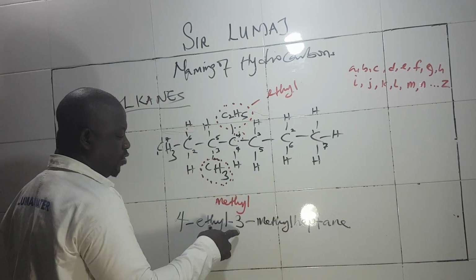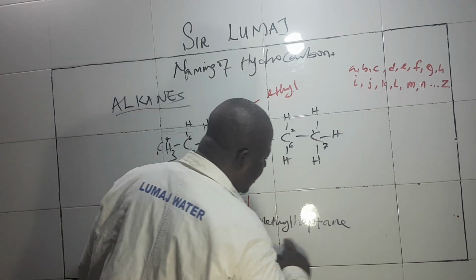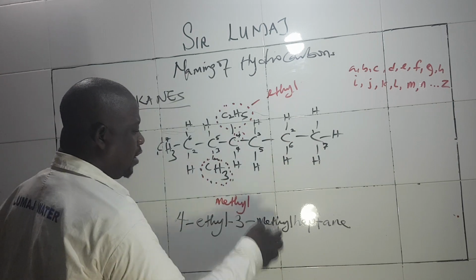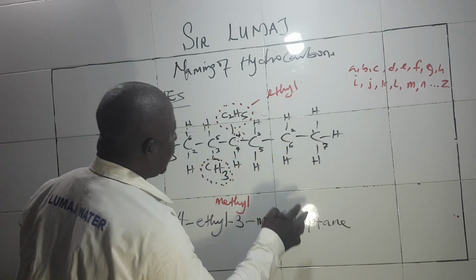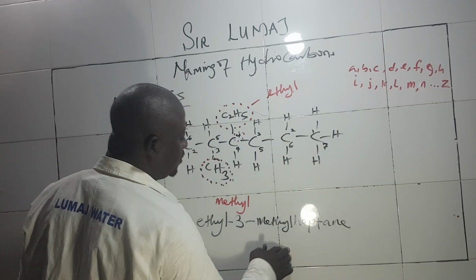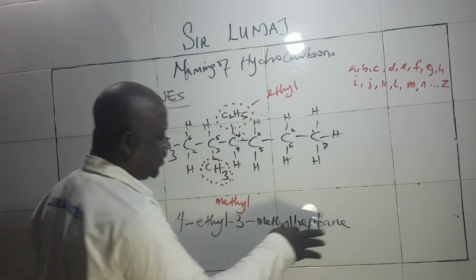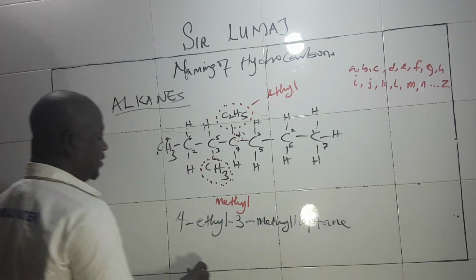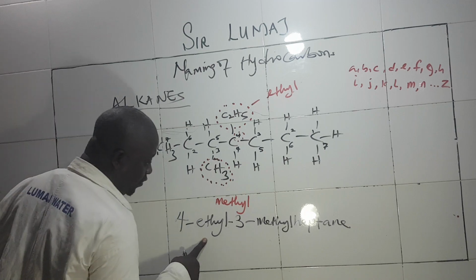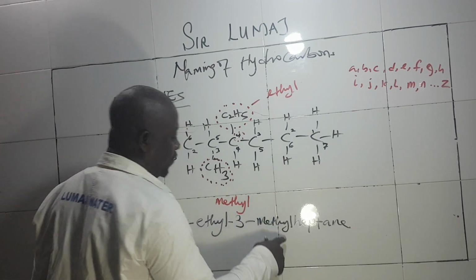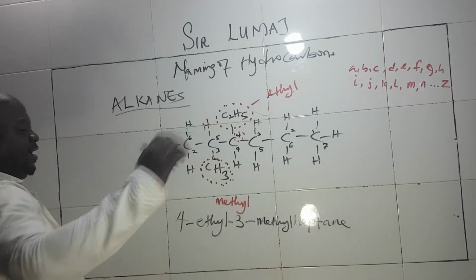Methyl is on carbon number 3. And the name of that compound is what? The hydrocarbon is what? Heptane. So the name of this structure now is what? 4 ethyl, 3 methyl, heptane.